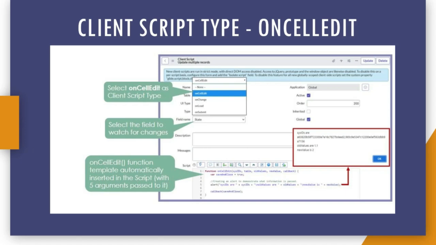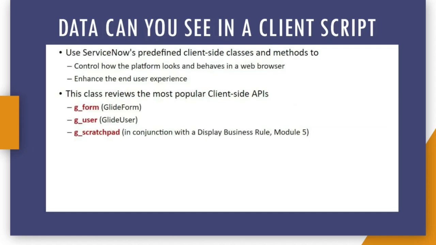Okay, you can see sysID, table, new value, callback, old values inside the onSubmit scripting section. And we can execute whatever scripting we want in that section. So let's move further and see what data we can see in a client script.